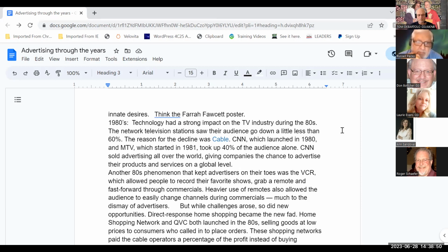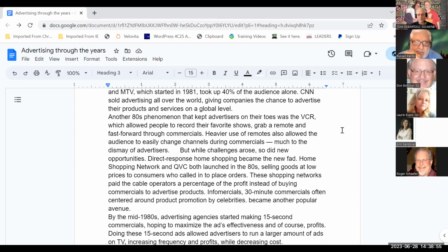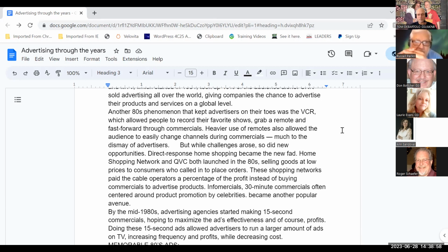CNN sold advertising all over the world, giving companies a chance to advertise their products and services at a global level. Another phenomenon that occurred in the 80s that kept advertisers on their toes was the advent of the VCR. This allowed people to record their favorite shows, grab a remote, and fast forward through the commercials. I remember doing that as a kid. Heavy use of remotes also allowed the audience to easily change channels during commercials, much to the dismay of advertisers. But while challenges arose, so did new opportunities.